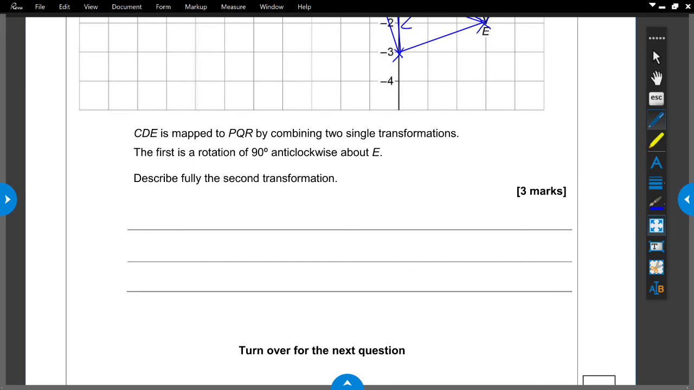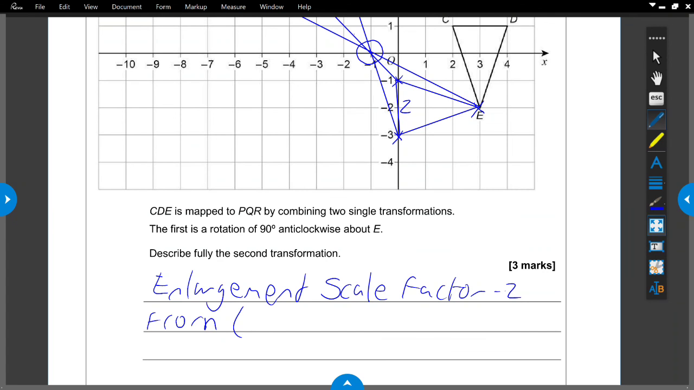So to fully describe the second transformation, we have to say that it's an enlargement. And finally, we have to say what point that's scaling from. So that's scaling from point -1, 0.